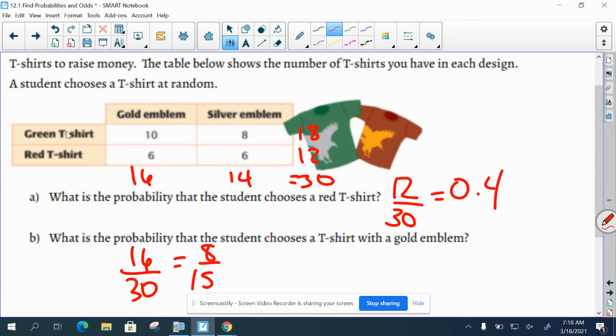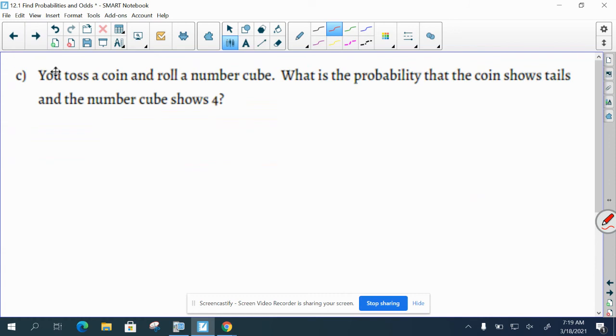Okay, so there are lots of different things that we can do with a two-way table like this that we'll learn in future lessons. And then finally, you toss a coin and roll a number cube. What is the probability that the coin shows tails and the number cube shows 4? So remember that there were 12 possible outcomes. And then if you roll a tail and 4, then that was just one of the total possible outcomes from our tree diagram. So that would be 1 out of 12.